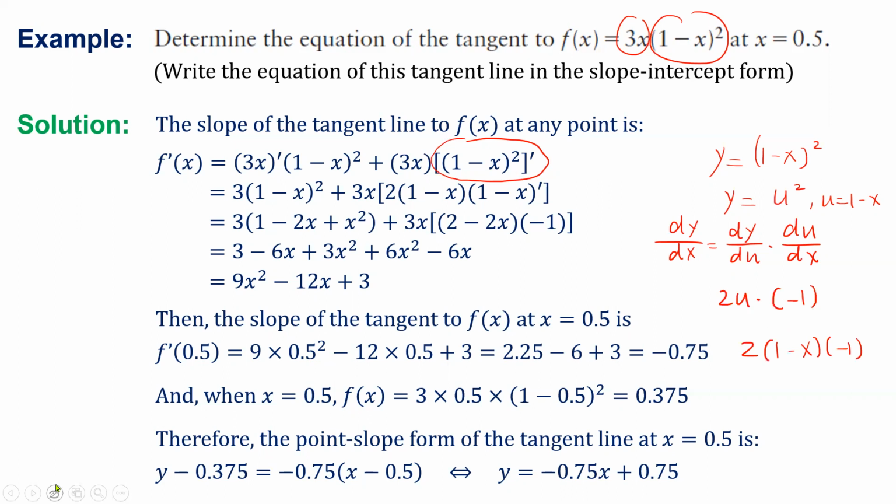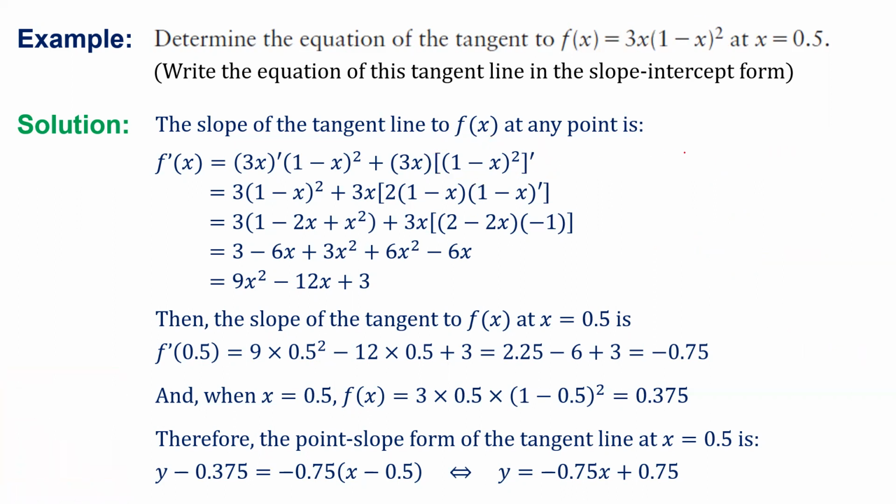Understand? And of course, if you are familiar with this already, you can directly write the derivative of this function here, which is 2 times the outer function to the power of 1, then times the derivative of the inner function, which is 1 minus x, which is 1 minus 1, right? So the first part is 3 times 1 minus 2x minus 1 minus 2x plus x to the power of 2. The second part is 3x times 2 minus 2x times -1.